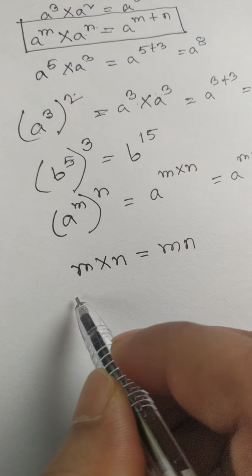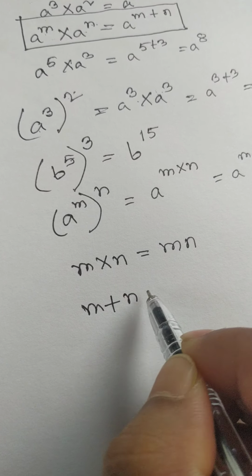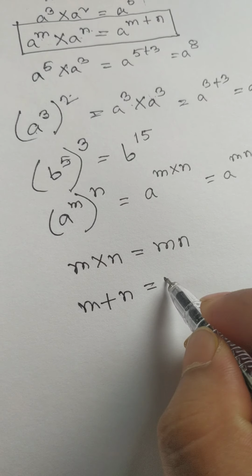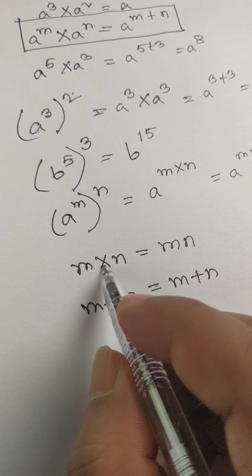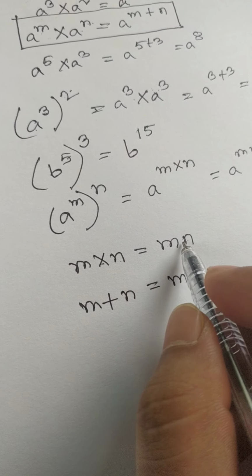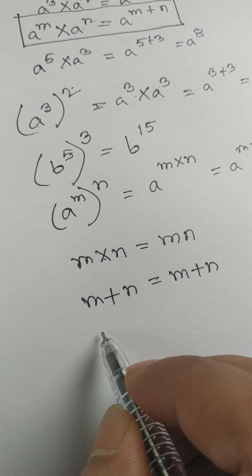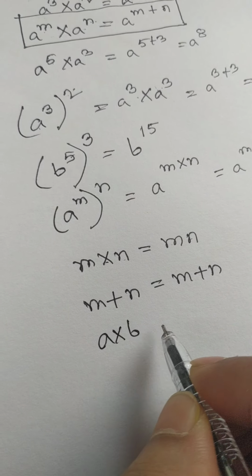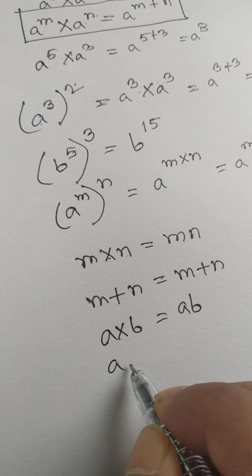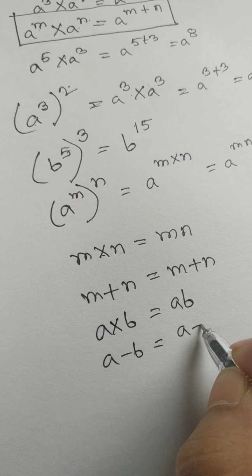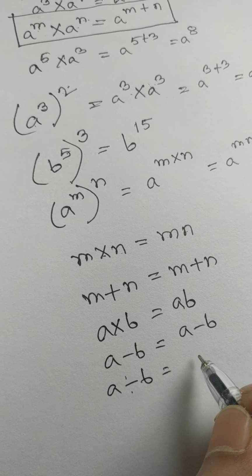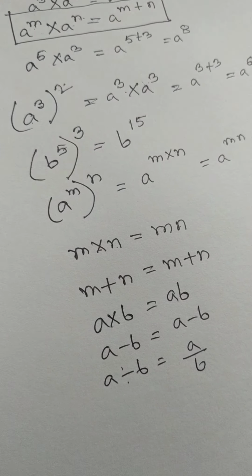Again, m plus n, we cannot write them together. So m plus n is actually m plus n. But when you use a multiply sign between two algebraic expressions, we can write them together. For example, a into b, we can write ab. But a minus b, we write a minus b as it is. A divided by b, we can write in fraction form, that is a by b.